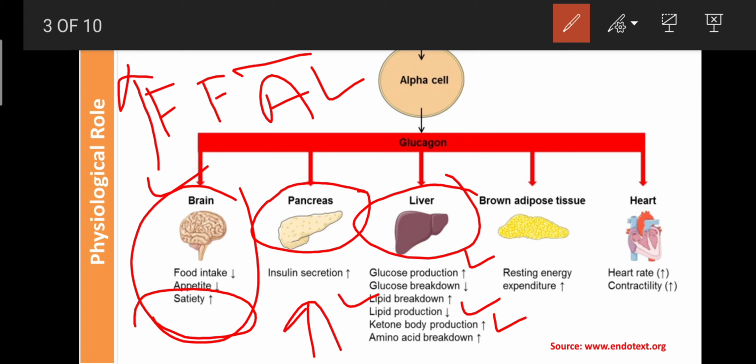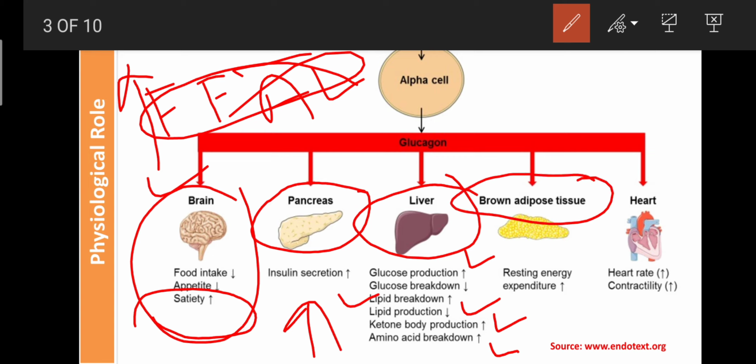It means with over secretion of glucagon, the person can suffer from ketoacidosis or failure of the kidney. On another side, it can also enhance the production of amino acids by enhancing the breakdown. So these amino acids are once again required for the formation of glucose. So glucagon also acts on the adipose tissues, where it can increase the expenditure of stored energy.